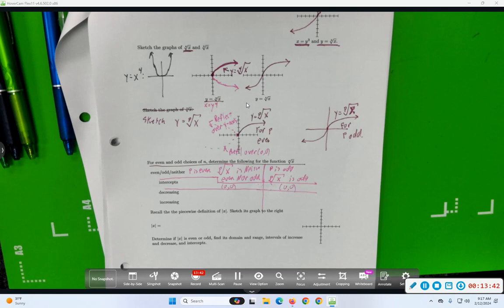Where are these functions decreasing? Let's break this up into cases. Where is this function decreasing? Never. No. Or what about when p is odd? Never. Also never? As x gets bigger, the y values always go up.